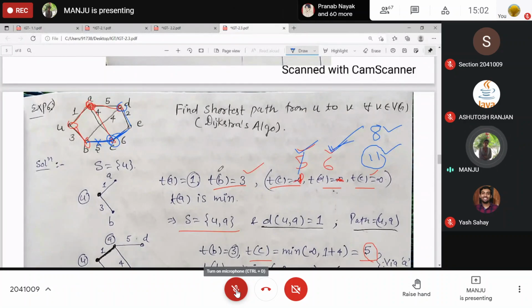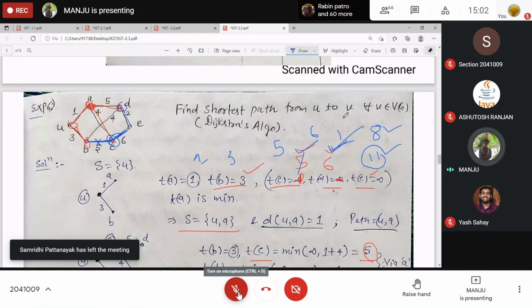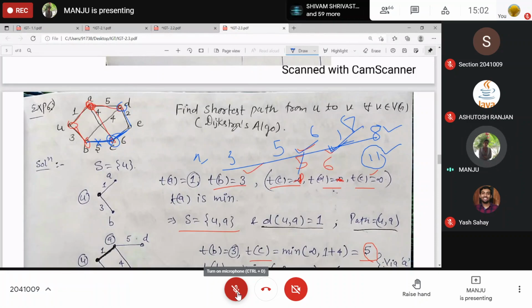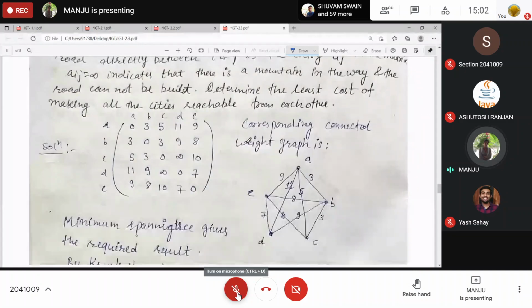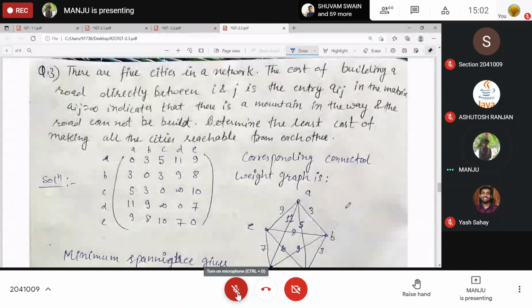So the final distance will be 1, 3, and through C it will be 5, and D it will be remaining as 6, and E 8. These are the distances from U to every other vertex. Okay, so that's the end of this chapter. By using Dijkstra algorithm, and then we have done this one by using, we have found some graph corresponding to this matrix, and then found the minimum spanning tree.